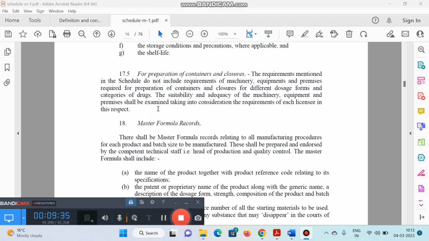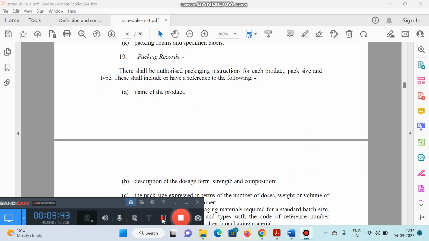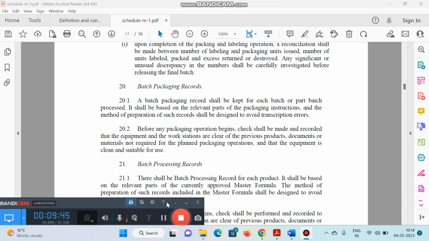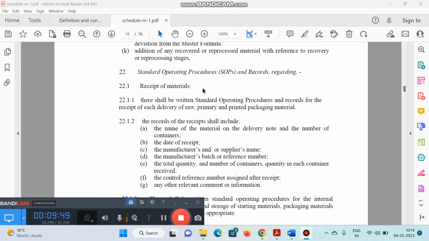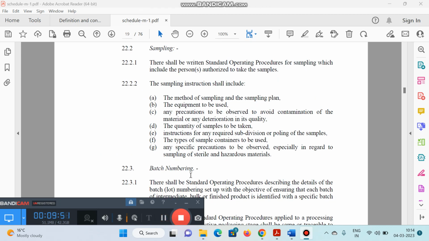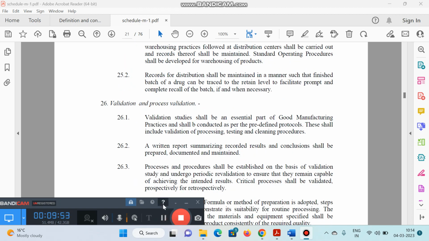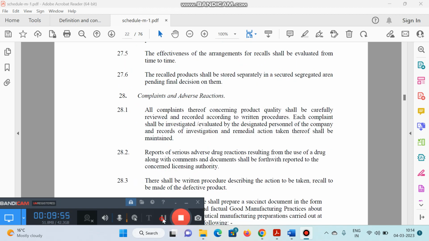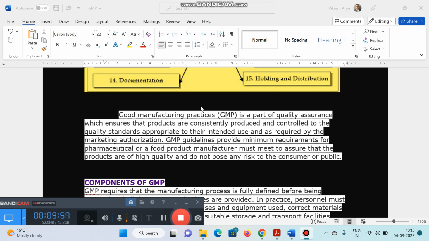MFR, that is Master Formula Record, इसको पढ़ेंगे डिटेल में जितने भी रिकॉर्ड्स और फॉर्मूलाज हैं in the later section of this video lecture series. Packaging records, batch packaging records, batch processing records, SOPs, या standard operating procedures, sampling techniques, procedure of validation, about complaints.